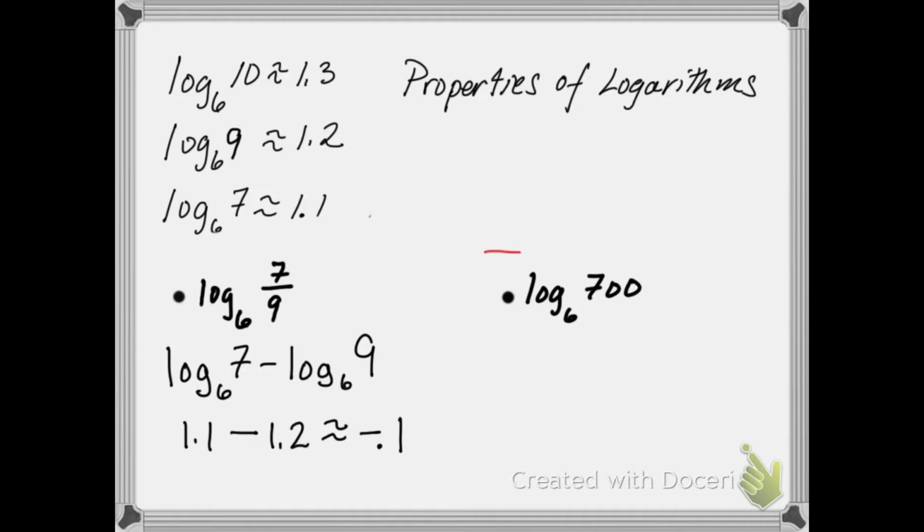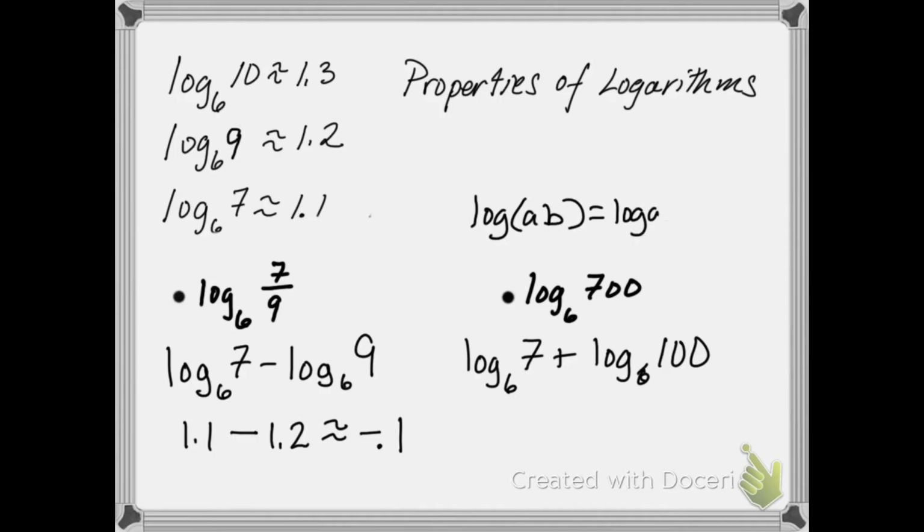For the second one here, I've got log base 6 of 700. Again, I don't know what power I raise 6 to get 700. But I can operate upon this by saying that log base 6 of 7 plus log base 6 of 100 is equal to log base 6 of 700. That's properties of logarithms. Again, I'm using the property which says that log base A times B is equal to log A plus log B.